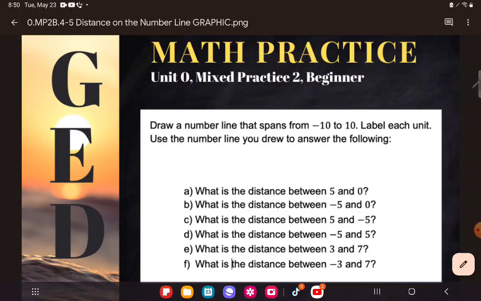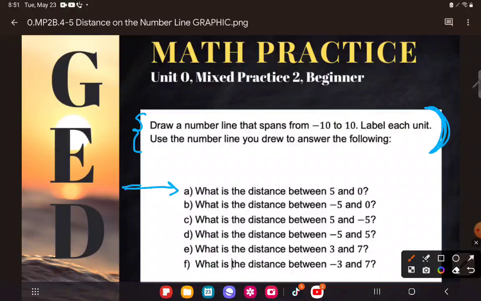Draw a number line that spans from -10 to 10. Label each unit. Then use the number line you drew to answer the following. Now, fair warning, when you have this concept on the GED, they're not going to give you these directions. They're just going to ask you something like this. What is the distance on a number line between 5 and 0? But what I want is for you to be prepared to do this when they tell you that.